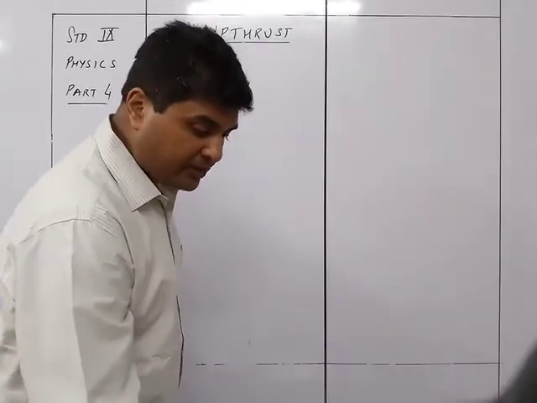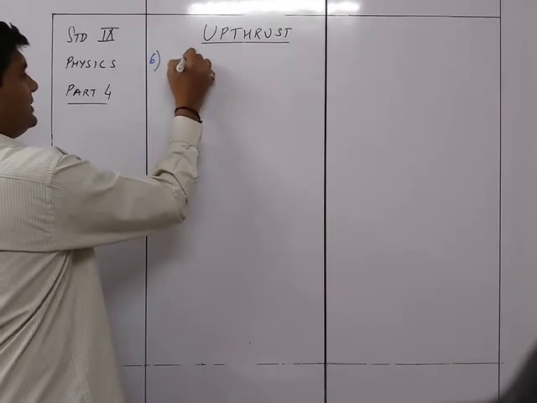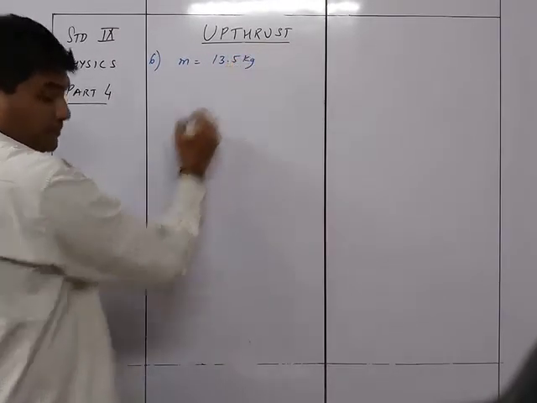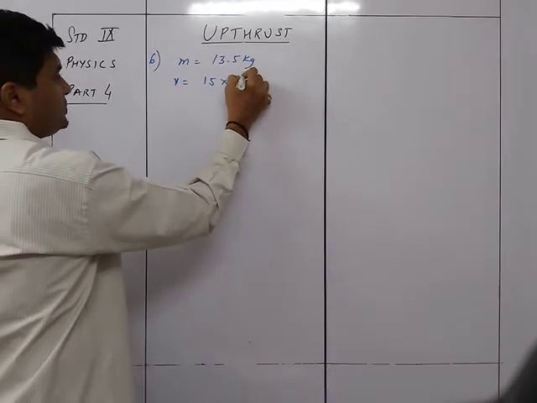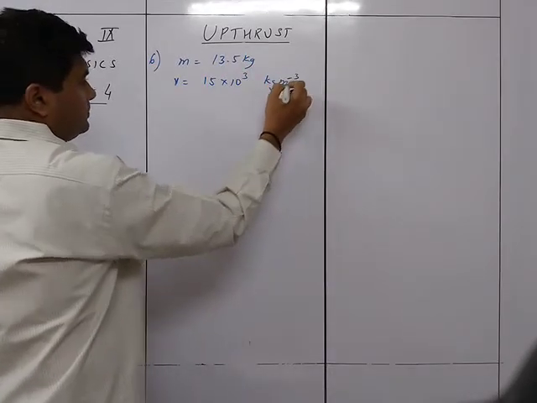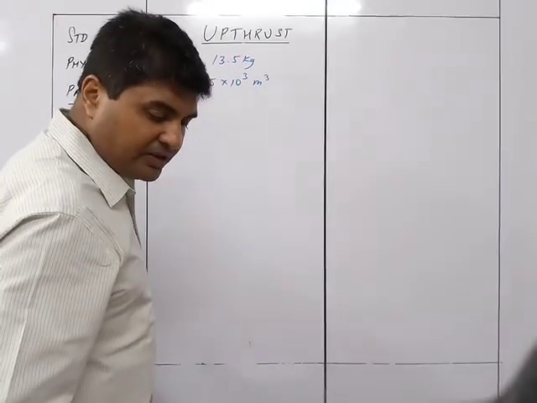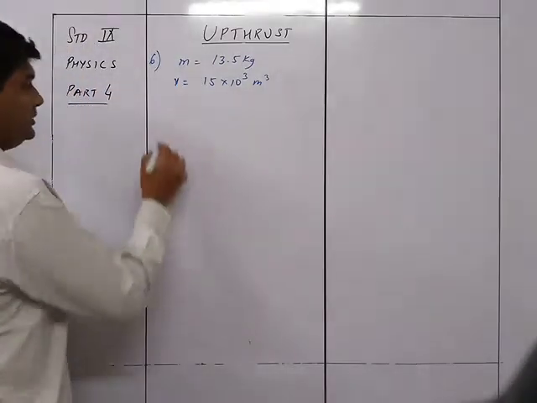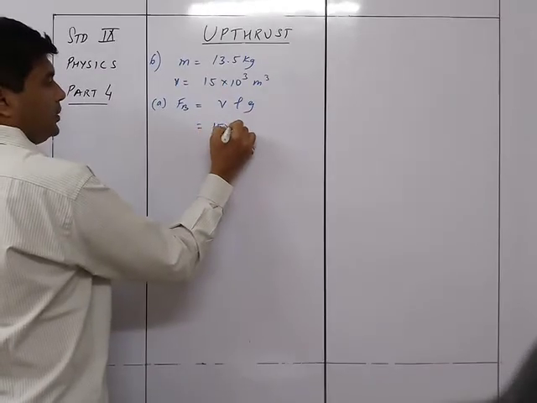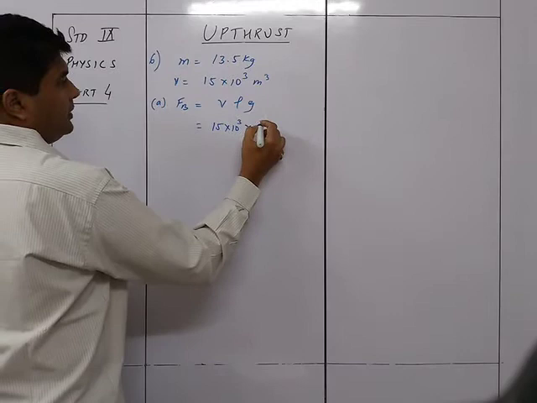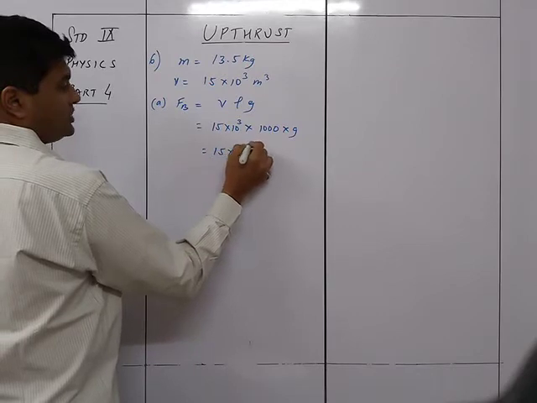The mass of a block made of a certain material is 13.5 kg, and its volume is 15 into 10 raised to 3 meter cube. Calculate the upthrust if it is fully held in the water. So first, FB is equal to V rho g, which is 15 into 10 raised to the power minus 3 into 1000 into g.